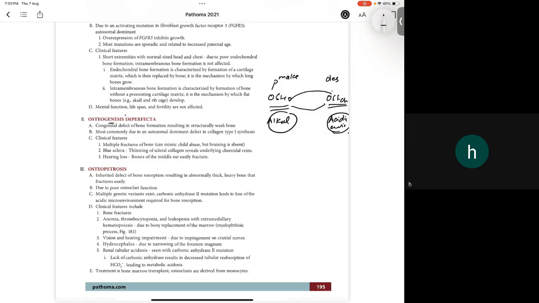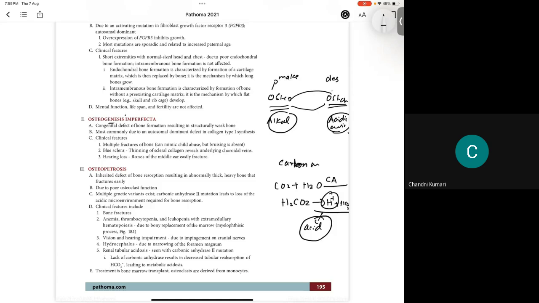Okay. We discussed carbonic anhydrase 2. Did you guys remember carbonic anhydrase 2? What was the function in our renal section? It was just making an acid. Once CO2 combined with H2O in the presence of carbonic anhydrase, it was giving us H2CO3. H2CO3 was further giving us H plus and HCO3. Am I right? H plus is your acid. Am I right?